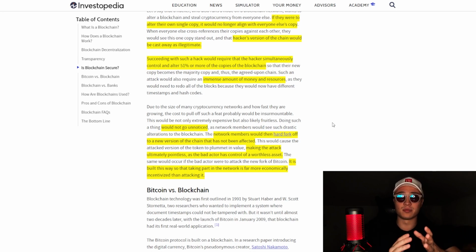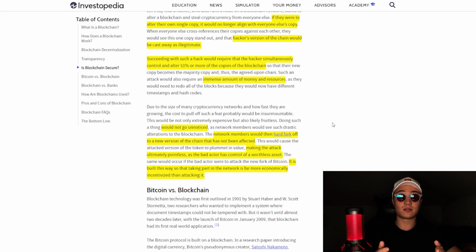Because then the network members would hard fork, right? Which means basically just moving the blockchain to another setup, upgrading it, moving everything to another thing. What happens is this new version of the chain, not affected, would be working fine. However, the attacked version of the chain would plummet in value, or rather the token itself, making the attack completely pointless, as the bad actor has control of a worthless asset.